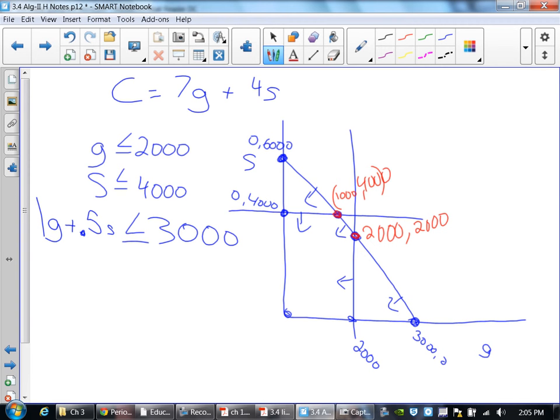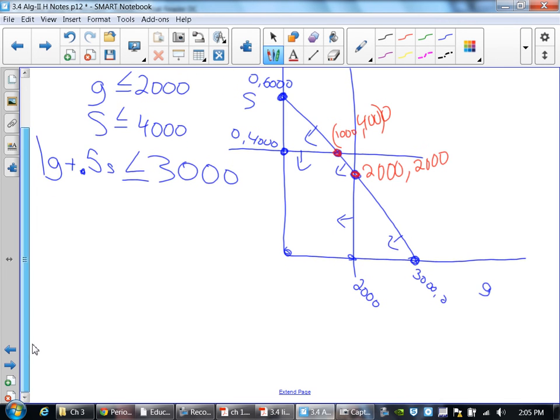And now you have all of your information. You've got your ordered pairs to play around with. You've got (0, 4,000), (1,000, 4,000), (2,000, 2,000), (2,000, 0). And do I need to worry about labeling (0, 0)?